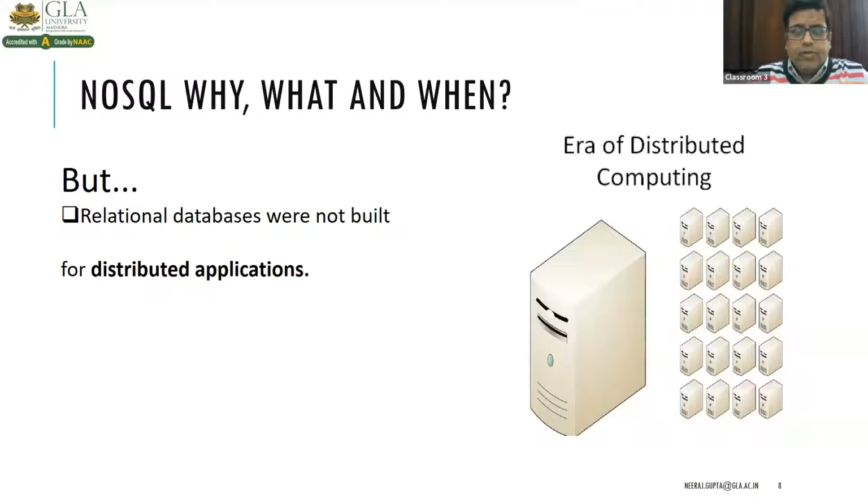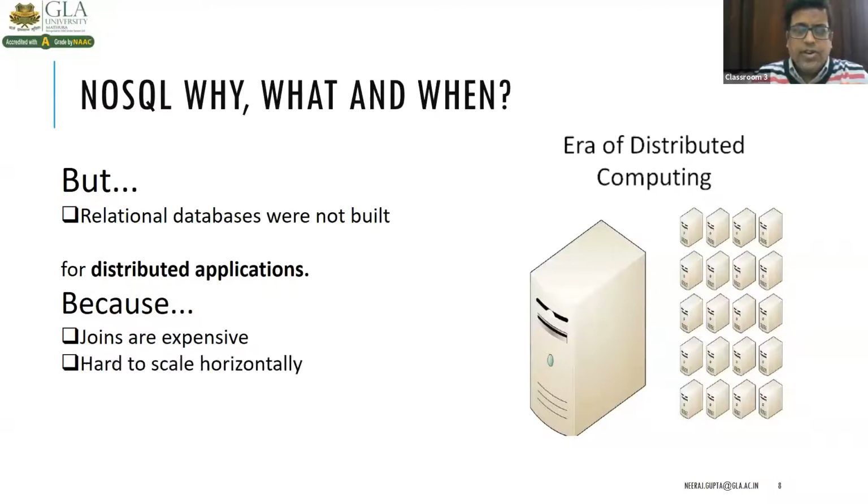For the relational model, it is not so applicable or flexible for distributed applications, because as you know, in the relational model we have various tables. We get the tables after applying normalization methods. And if you want to access data from different tables, what do you use? You use joins. So joins are very expensive in a distributed environment. And it is hard to scale horizontally, right?